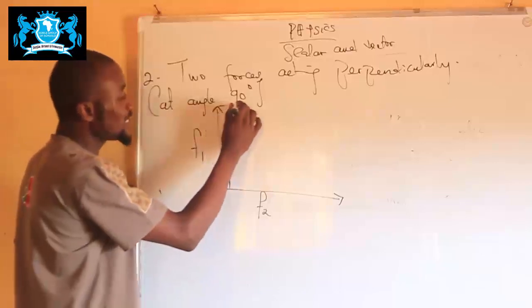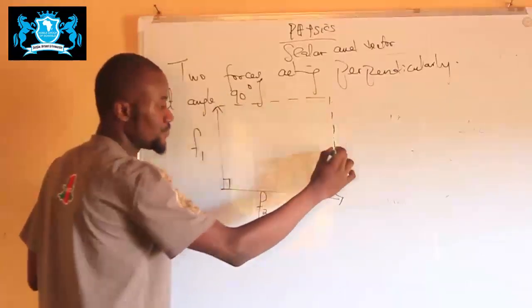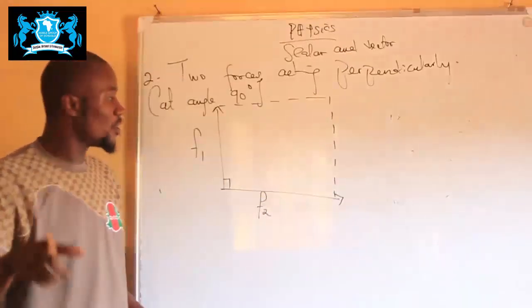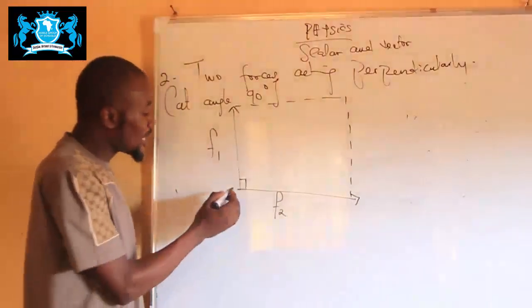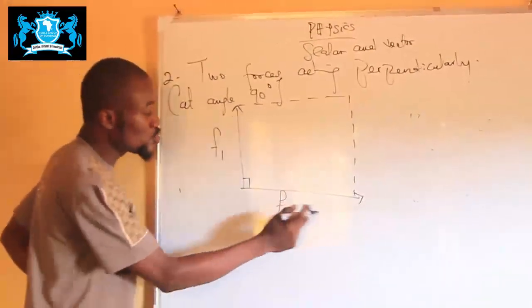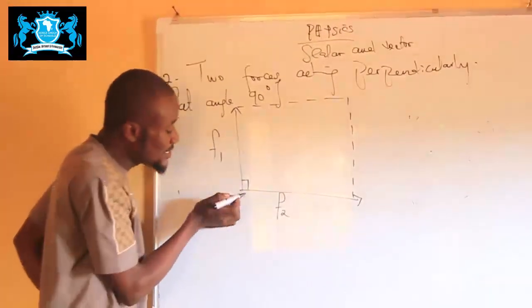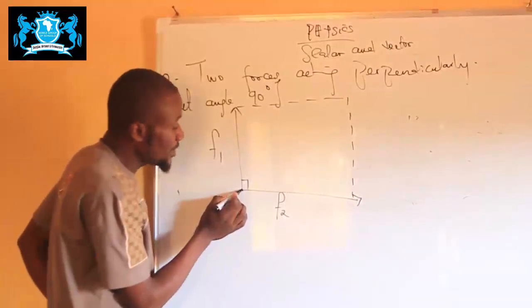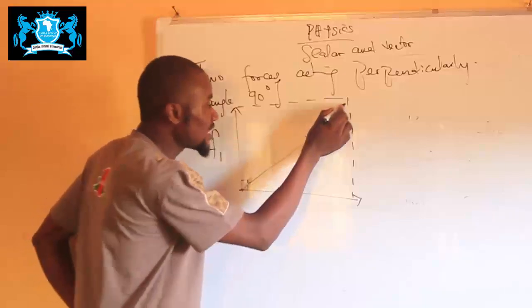Now, when you use a dotted line to complete this shape, in a case like this, the resultant force, following the law of parallelogram, will be the diagonal drawn from the point of intersection. The point of intersection between these two forces is where the two forces are meeting, which is here. So the resultant force will be the diagonal drawn from the point of intersection.